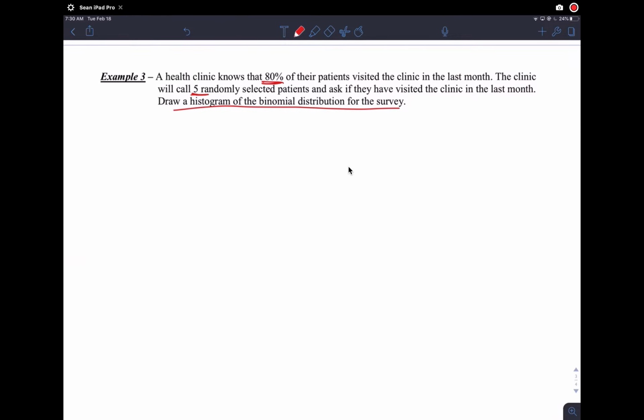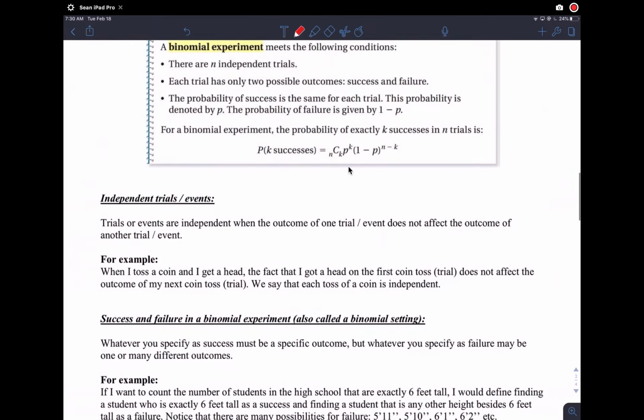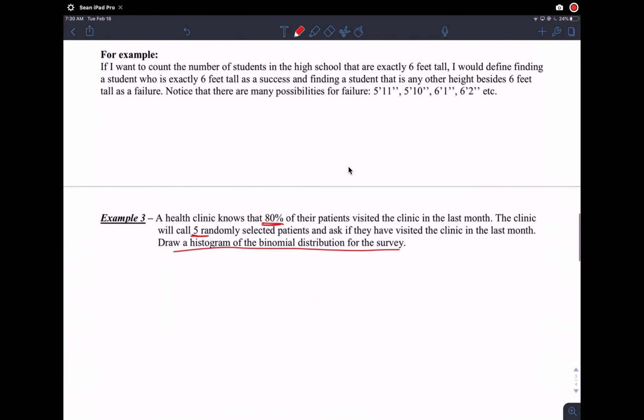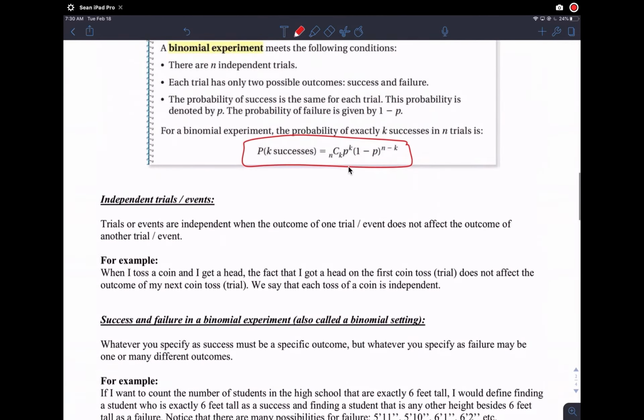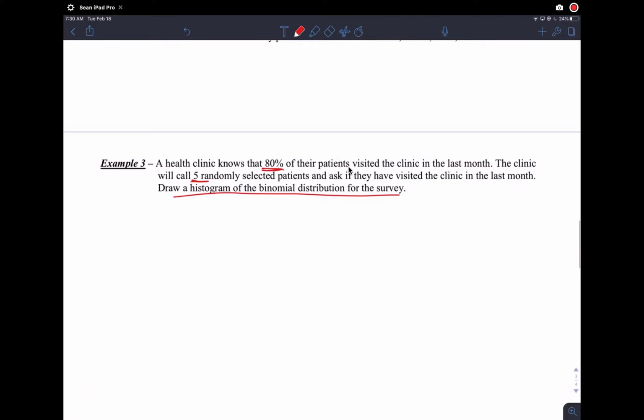So let's think about this in terms of trying to use the probability formula here. Okay, the binomial probability formula. So we have some components. We need the number of trials in advance, n. Okay, can we identify the number of trials here? The clinic will call 5 randomly selected patients. Okay, so calling 5 randomly selected patients, that seems to me like n, the number of trials, the number of phone calls I'm making, will be 5.